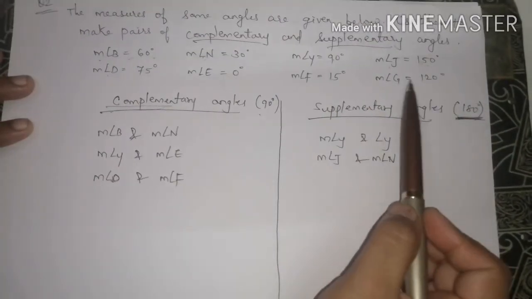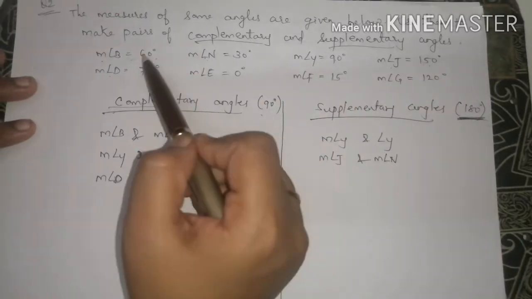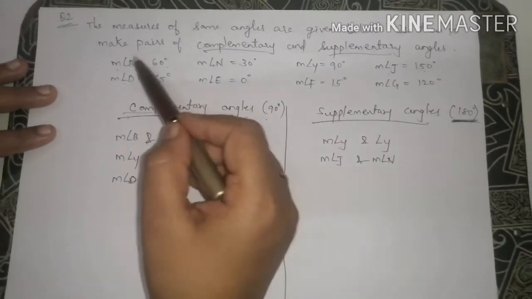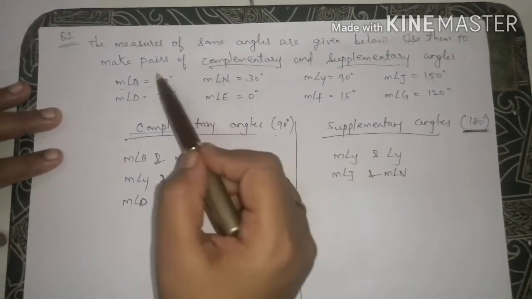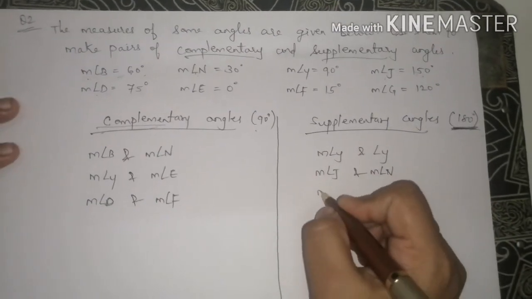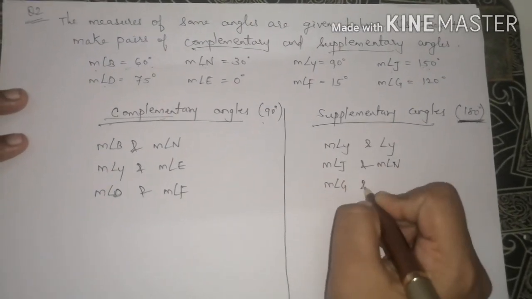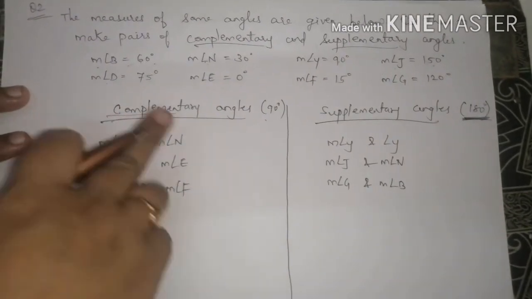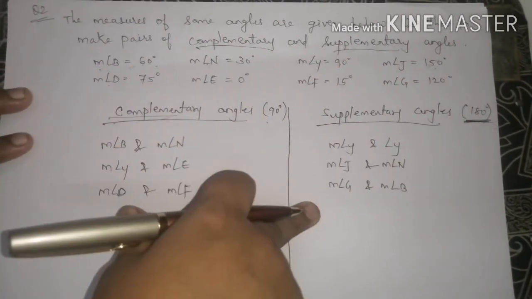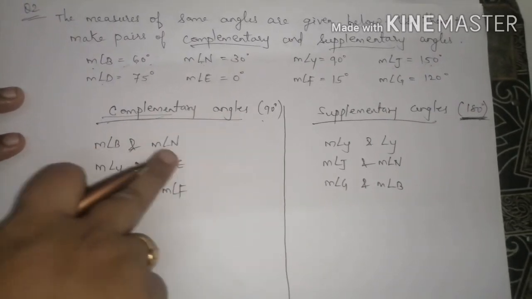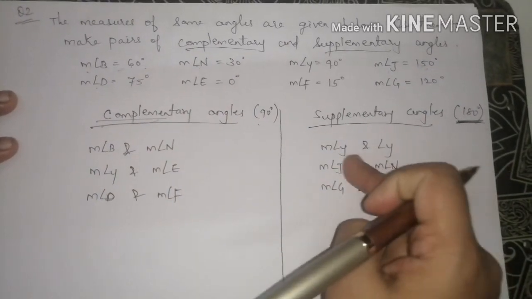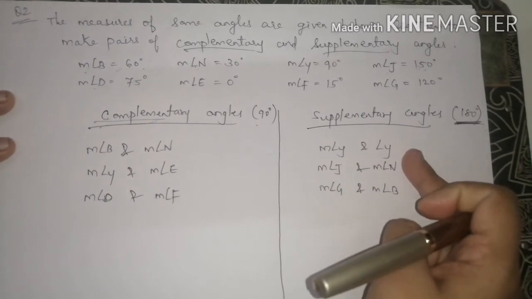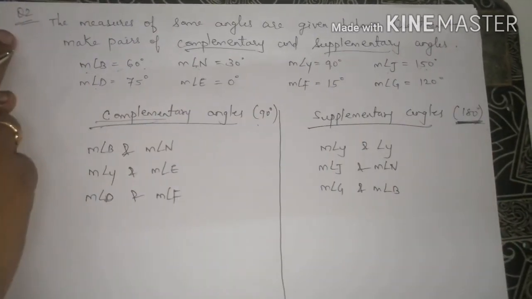Then the measure of angle G is 120. 120 plus 60 is 180. So we can take this pair as a supplementary pair. We add the measure of angle G and the measure of angle B. So these are some of the complementary pairs and supplementary pairs. Complementary means whose total of two angles is 90 and supplementary means whose total is 180 degrees. So we have finished question number 2.